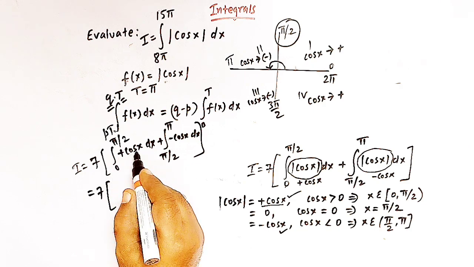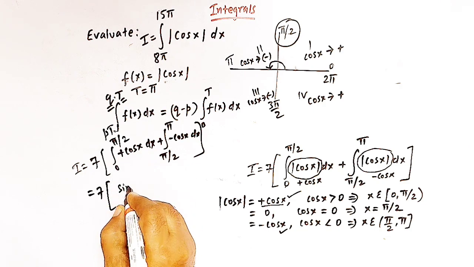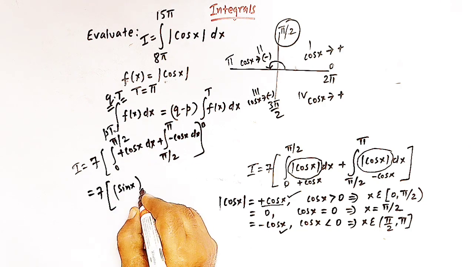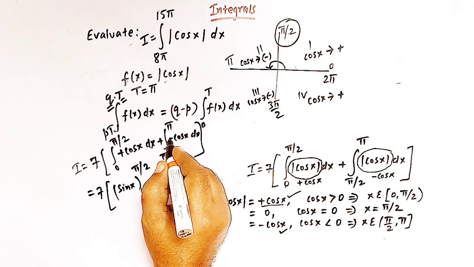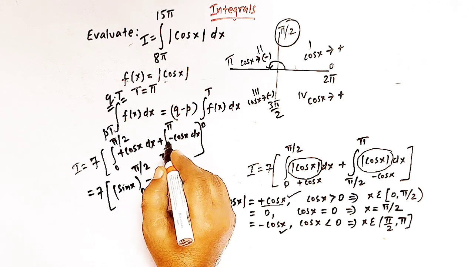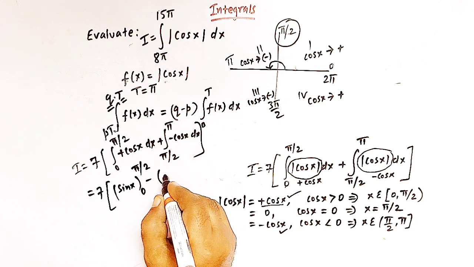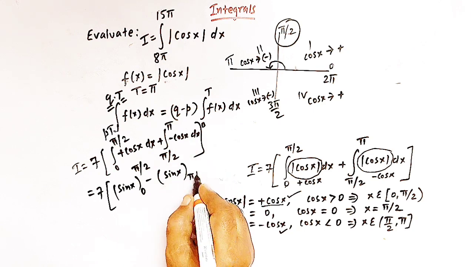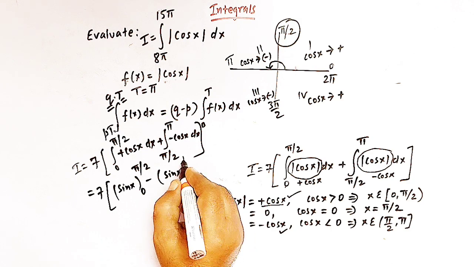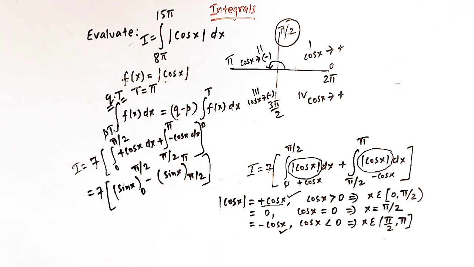The integral of cosine x is sine x, and the limits of integration are from 0 to pi by 2. And then here we have the negative sign. The integral of cosine x is simply sine x, and the limits of integration are from pi by 2 to pi.